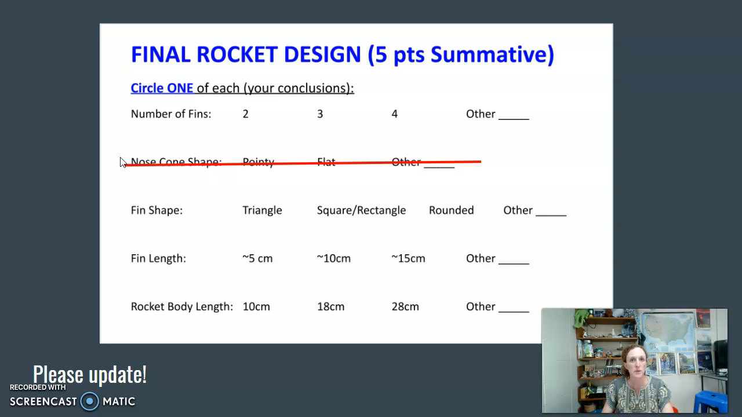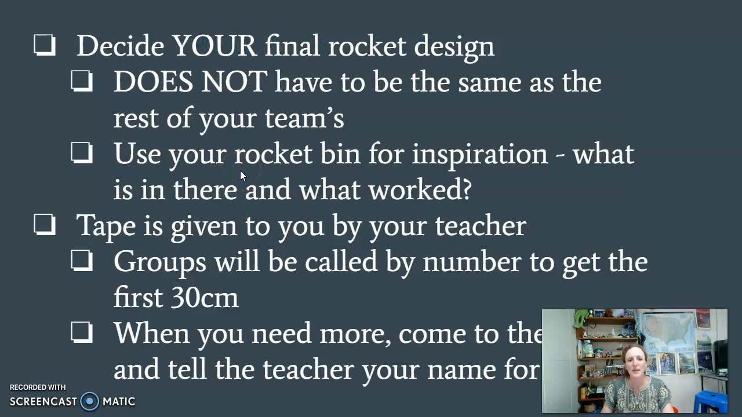Now, if you need some inspiration, you can look back through your rocket buckets because they're all there. Look through the ones. Try to remember what the flights were like, what was special about each of those. Look at all the work that you've done so far and figure out which rocket design you want to move forward with. Now, you decide your final rocket design. It does not have to be the same as the rest of your team's.